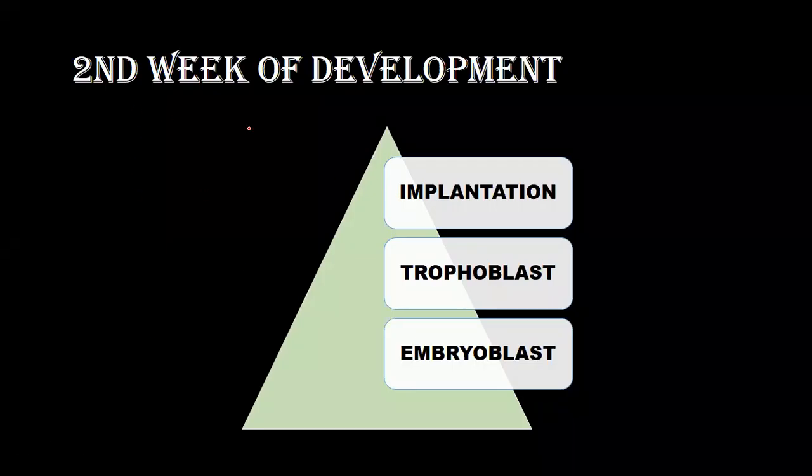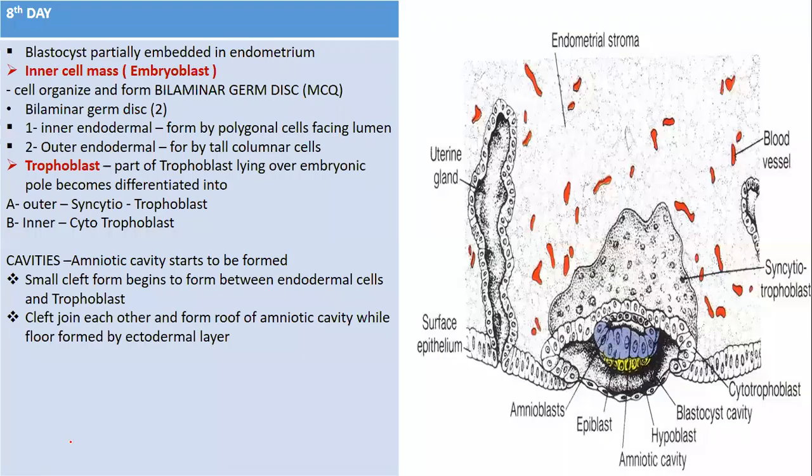You can say both. Coming to the 2nd week of development, the implantation is completed. We see the trophoblast and the embryoblast. Trophoblast is our outer cell mass and embryoblast is the inner cell mass. Moving forward, on the 8th day, the blastocyst is first partially embedded in the endometrium. We see what changes occur in the trophoblast and how the cavities are formed from the 8th day. From 8 to 12, I have divided what happens in the inner cell mass, what happens in the trophoblast, and what happens in the cavity. So just remember which day, which cavity is formed.